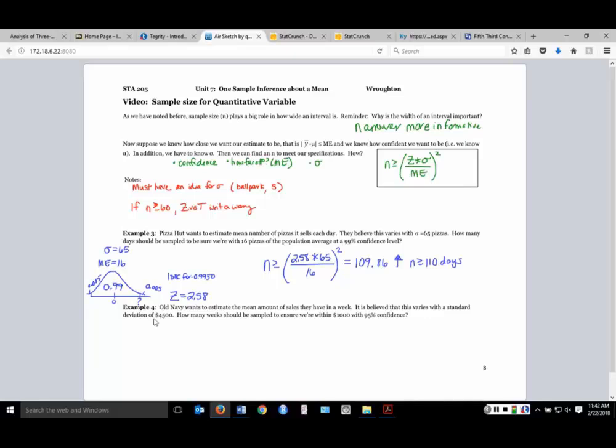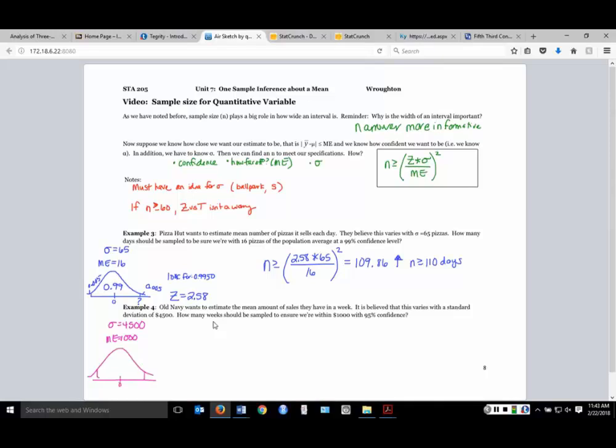Alright, with our last example here, Old Navy wants to estimate the amount of sales they have in a week. So I believe that this varies with a standard deviation of $4,500. So we'll figure out how many weeks they should sample to be within $1,000, this time with 95% confidence.